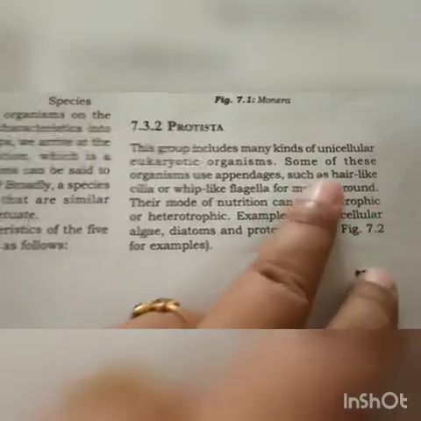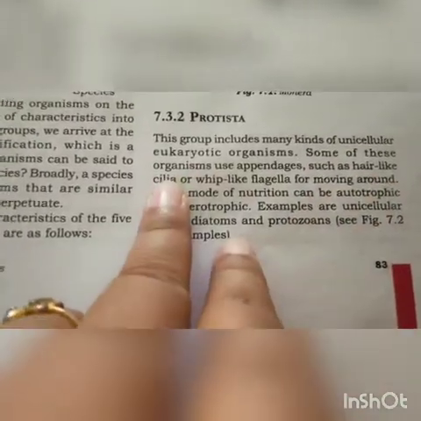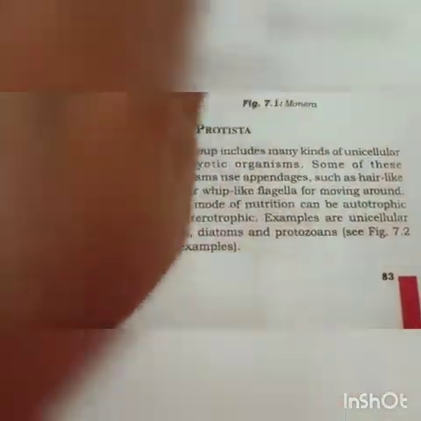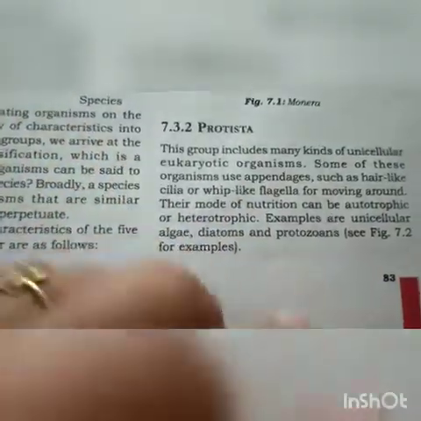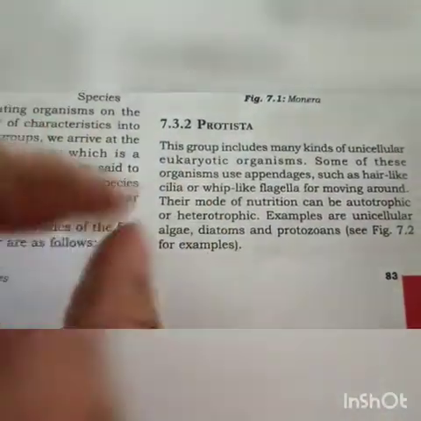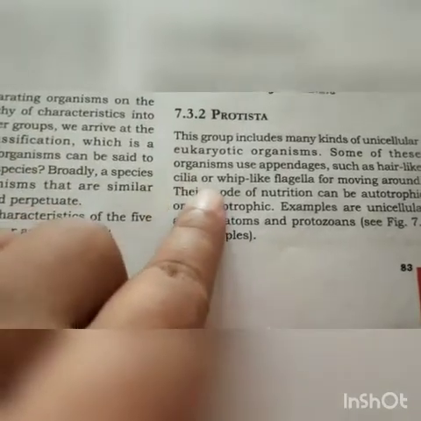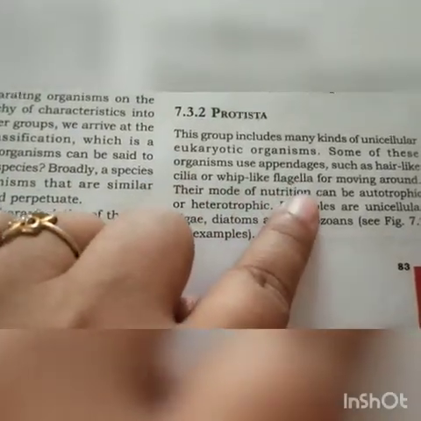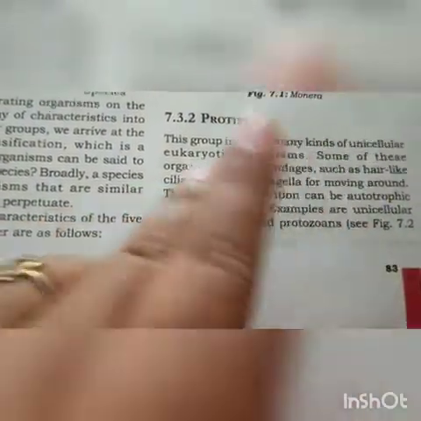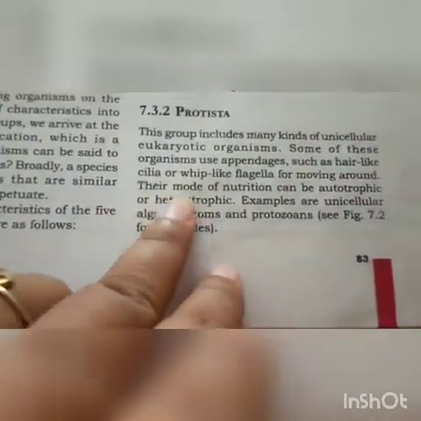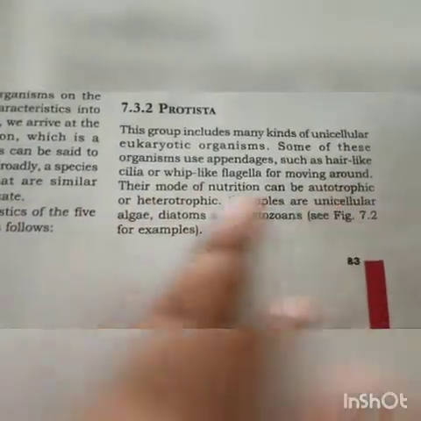So they have a what? Some are having hair-like cilia, means from their body some hair-like structure will come out, that is called the cilia, or whip-like called the flagella, which are used for moving from one place to another. Their mode of nutrition can be autotrophic or heterotrophic.